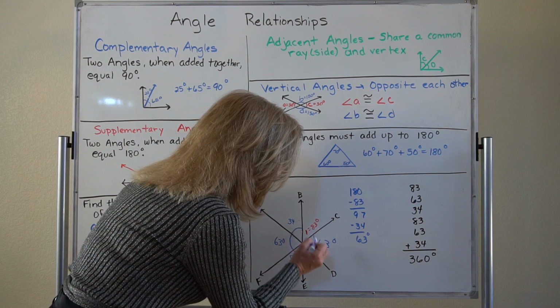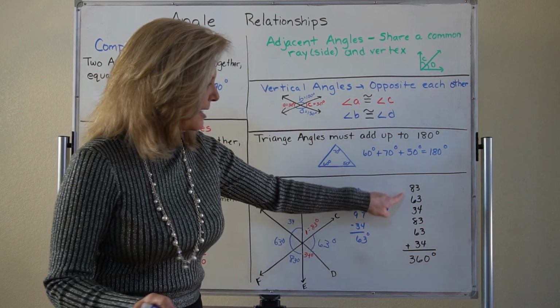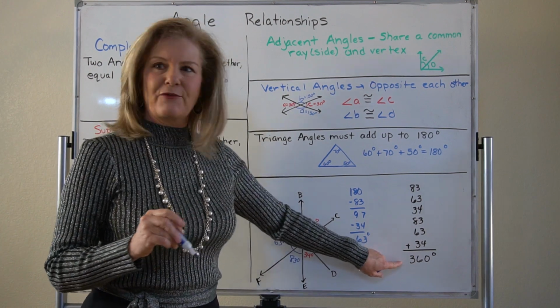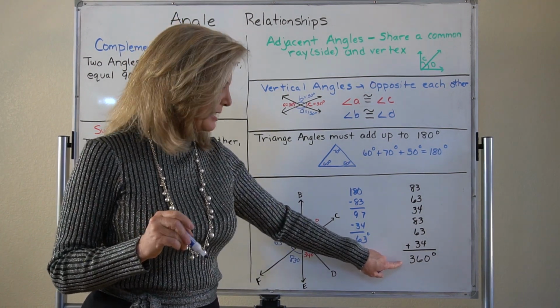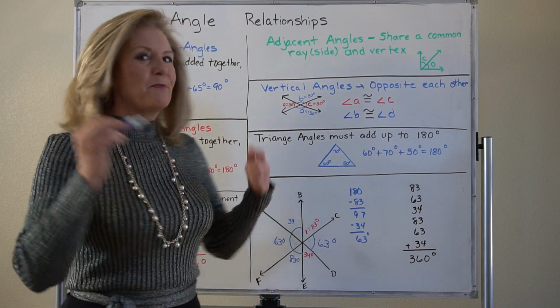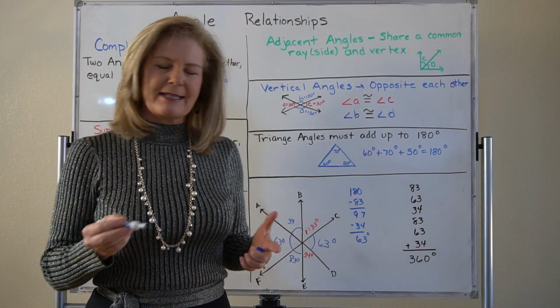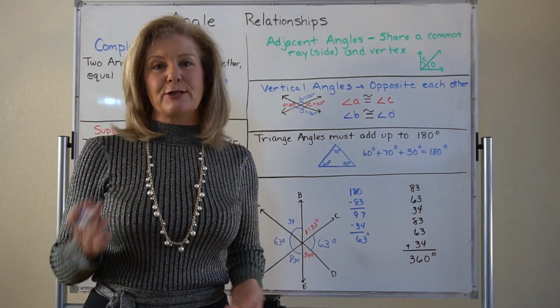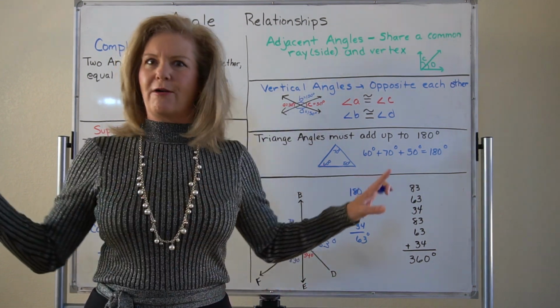And I can see that this makes a full circle. So when I add up all those degree measurements just to check if I'm okay, that is a full circle, which is 360 degrees. So the beauty of these angle relationships is we don't need to use a protractor to measure. All we need to do is know the relationship and we can find all the other angles.